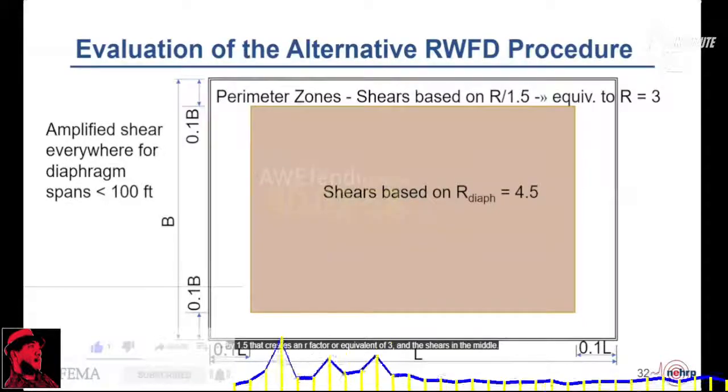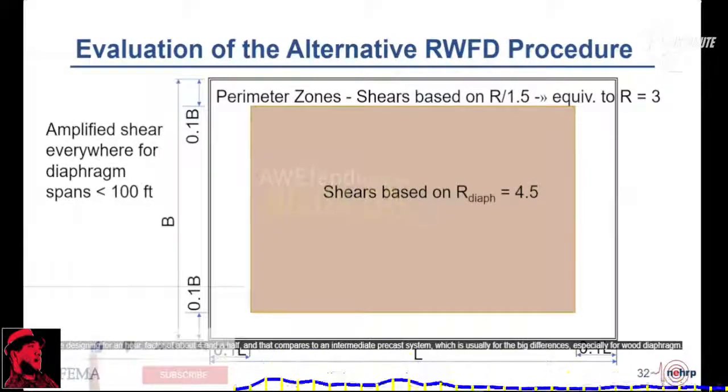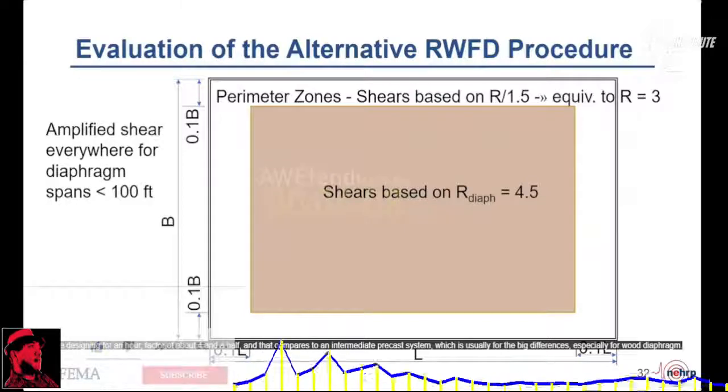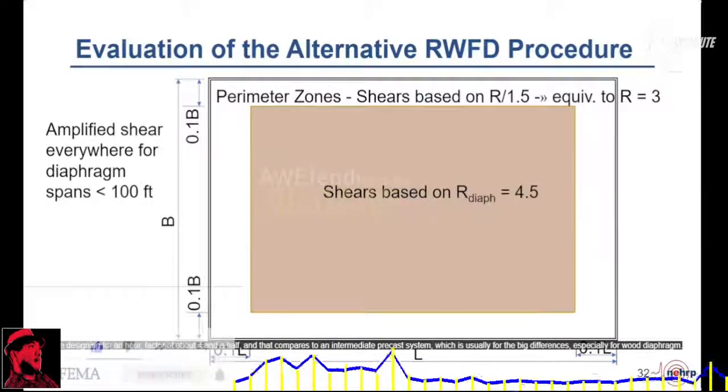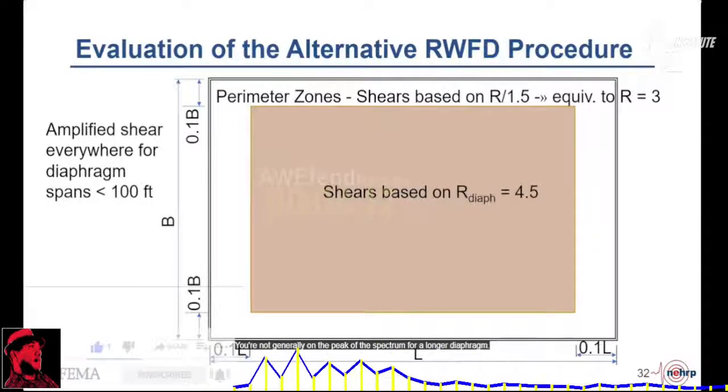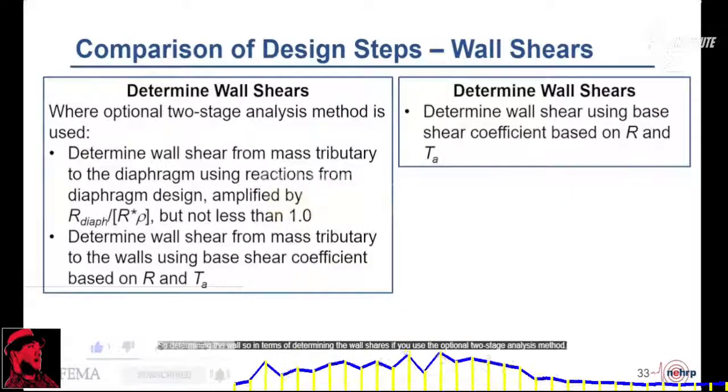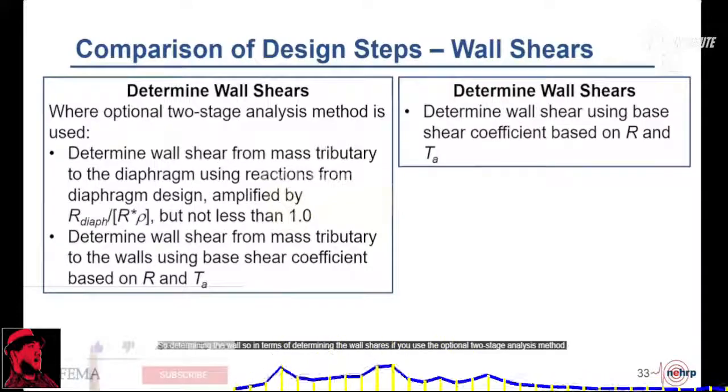And in the shears in the middle, you're designing for an R factor of about 4.5. And that compares to an intermediate precast system, which is usually 4. So the big difference is, especially for wood diaphragms, you're not generally on the peak of the spectrum for a longer diaphragm.